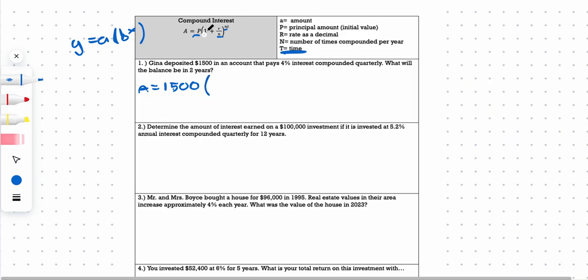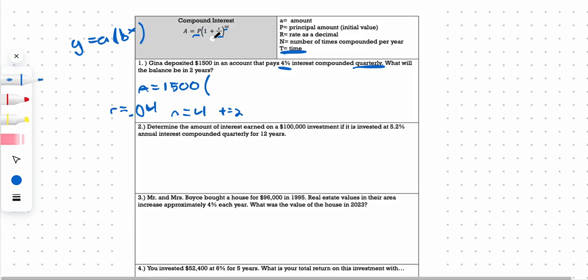Now we try to find our B value. So we're doing 1 plus R over N. So first, let's see what R equals. Well, R equals 4%. We get that from this problem. So we say 0.04, because 4% as a decimal is 0.04. And what's N? Well, N we're going to get from here. It's being compounded quarterly, so it's going to be 4. And then t is 2 years.